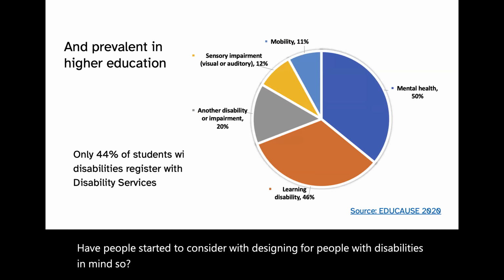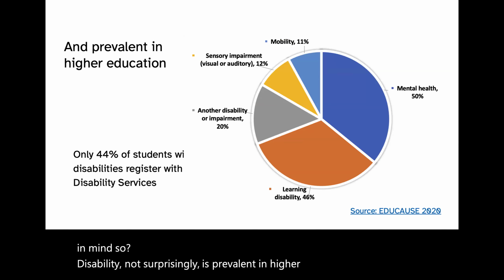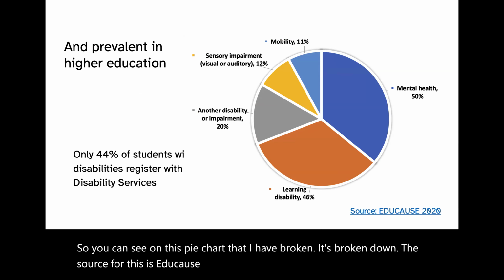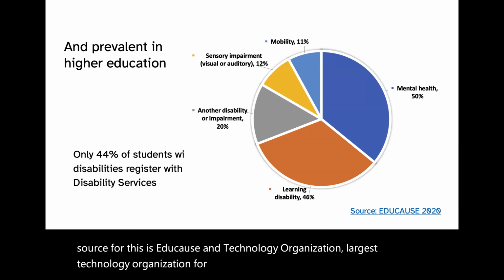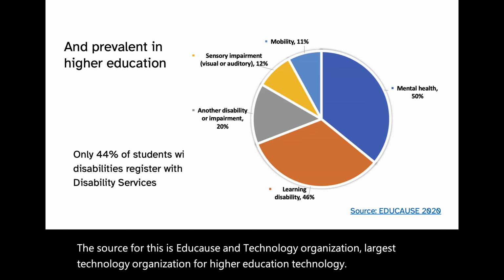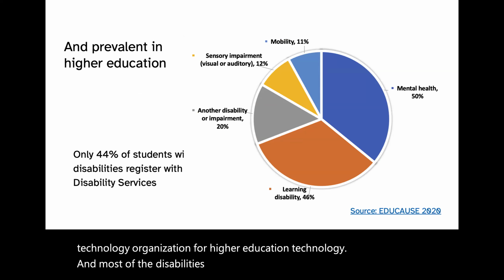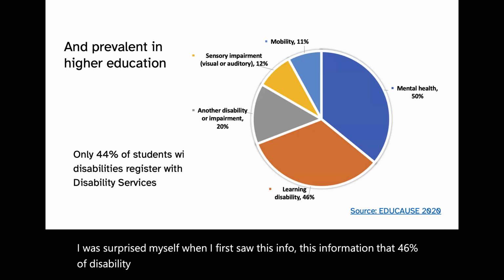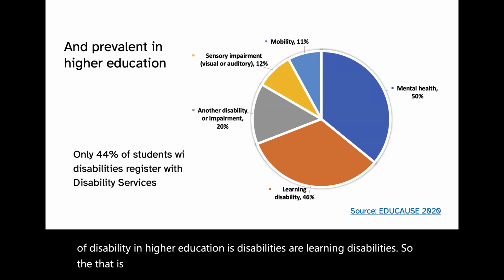So disability, not surprisingly, is prevalent in higher education. You can see on this pie chart that I have broken down. The source for this is EDUCAUSE, the largest technology organization for higher education technology. And most of the disabilities are learning disabilities and mental health disabilities. I was surprised myself when I first saw this information, that 46% of disabilities in higher education are learning disabilities. So that is absolutely central to what we need to design for, since it is so prevalent.